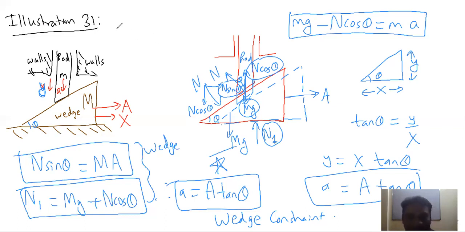On solving these equations, we will get the capital A value. On solving, capital A will come out to be mg upon M tan theta plus m cot theta. Sorry, theta. In this case, I have considered the angle of inclination as theta. So this is how we solve illustration 31.